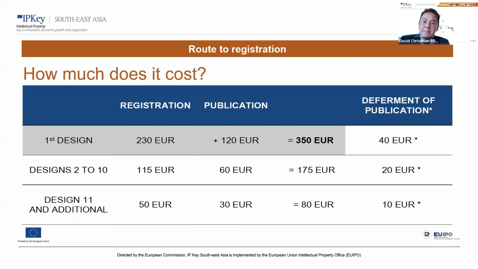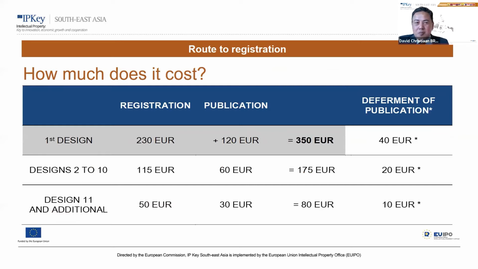Right. And how much does a design application in the EUIPO cost? For the first design, it is a total of 350, and it's calculated like this: a registration fee of 230 euros, plus the publication fee. From design 11 on, it is again cheaper. Then it is a 50 euro registration fee and a 30 euro publication fee.